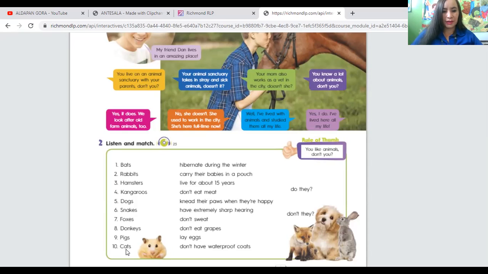Tell me. Vale? Can you repeat the sentence, please? Yes, of course. Number one, bats. I'm gonna do it slowly in order you can understand. Okay, and take notes. One, bats have extremely sharp hearing. Bats have extremely sharp hearing.